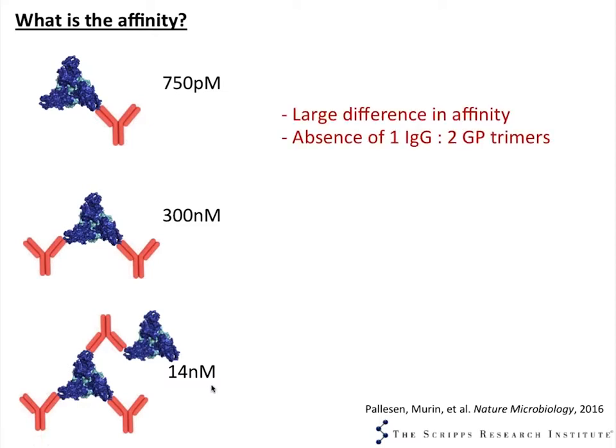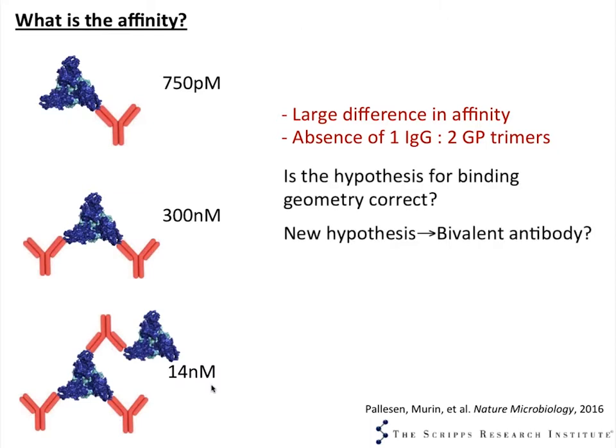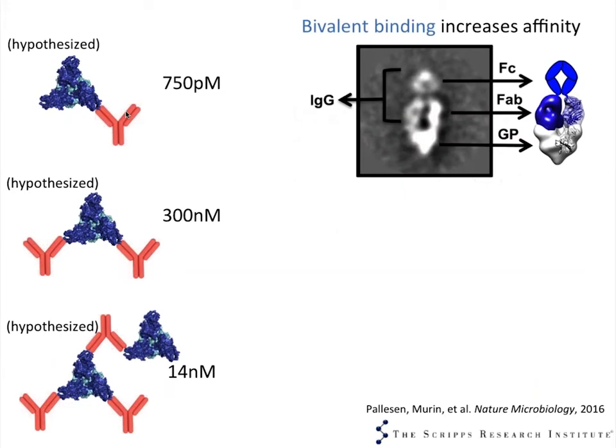So this large difference in affinities, combined with the absence of the 1 IgG binding to 2 GP trimers, made us question whether or not our hypothesis for these binding geometries was actually correct. Did we need a new hypothesis that maybe accounted for this antibody binding to the GP bivalently? To answer this question, we turned to EM, where we took the entire IgG and bound it to a GP trimer and saw that, in fact, yes, each arm of this particular antibody simultaneously bound to the same GP trimer.